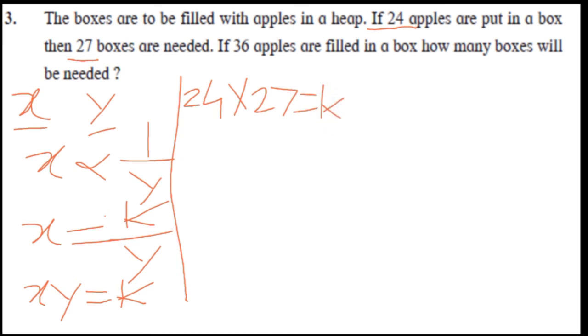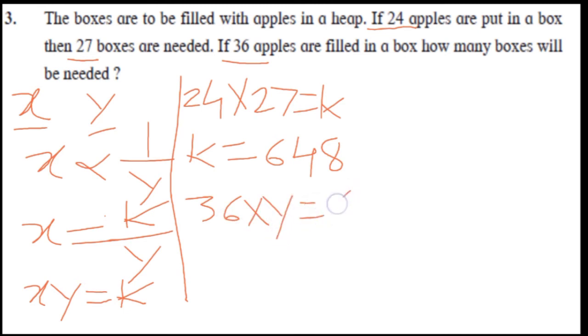Now multiply these two. Multiplication of 24 into 27 is 648, means the value of k is 648. Substituting x is equal to 36, here given if 36 apples are filled in a box, how many boxes will be needed. Therefore 36 multiplied by y is equal to the value of k, 648. Therefore y is equal to 648 upon 36.